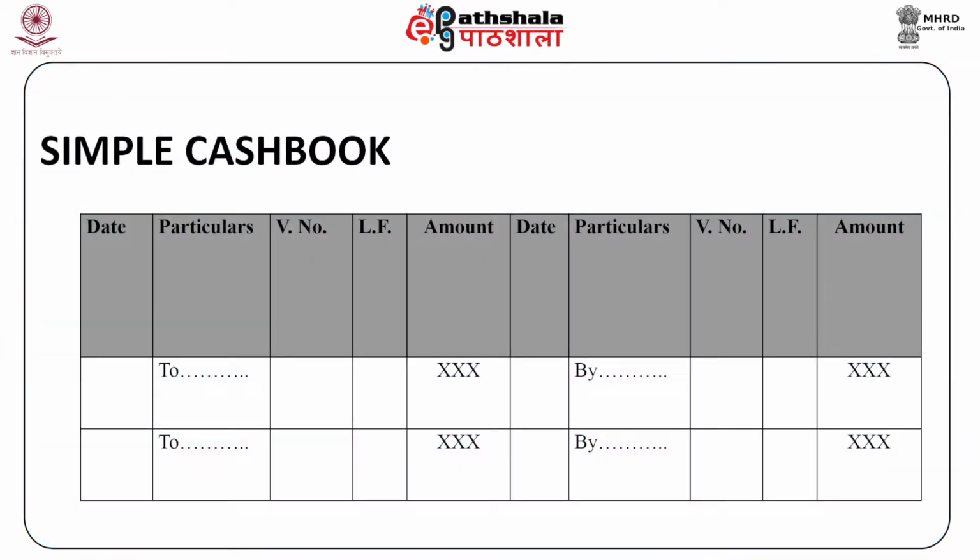Now we can discuss the details of each column. First one is date. This column contains the date of the transaction. The second one is particulars, the name of the account under which cash has been received or paid, using 'to' or 'by' on the debit and credit side respectively. Then there is voucher number. This column reflects the voucher number. Then there is ledger folio. This column reflects the page number of the ledger where the amount is posted. Then the amounts received and paid are written on the debit and credit side respectively.